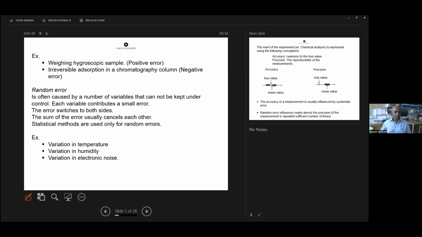Random error is often caused by a number of variables that cannot be kept under control. Each variable contributes a small error, and the error switches to both sides. It can switch like this, for example. Examples here: variation in temperature, variation in humidity, variation in electronic noise.